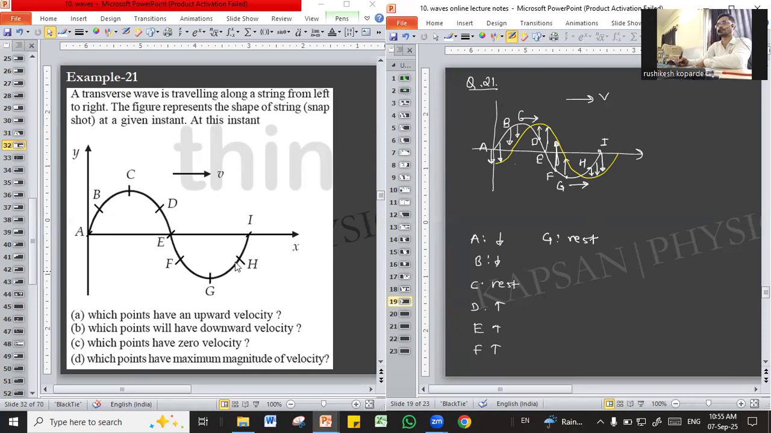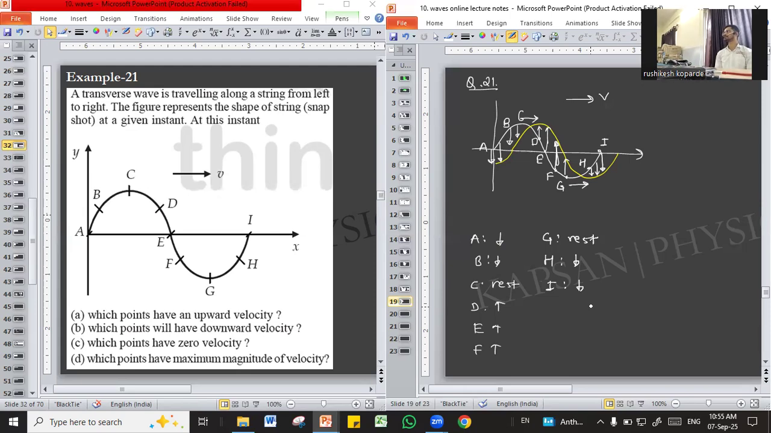What about H? H is actually moving down. It is not extreme, somewhere middle, and it is going towards extreme. So it is moving down. What about I? I is at mean and it is moving down. Clear? Particles on the white line will transfer themselves to the yellow line after some time, and you will have a feeling that the wave has moved forward.